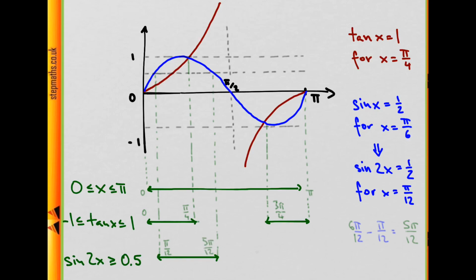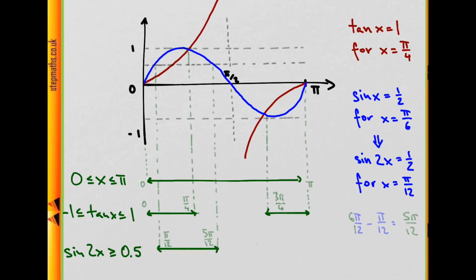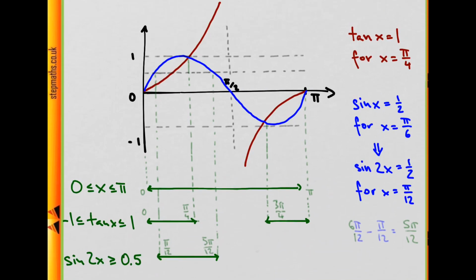So let's go have a look at what the initial question was. We're supposed to find the total length of intervals for which all of the three conditions are satisfied. So we'll have to find the intersection of these three intervals and the length of that intersection, and that will be our final answer. So where do all three of them hold true? Well, here in this region, which is from pi by 12 to pi by 4.